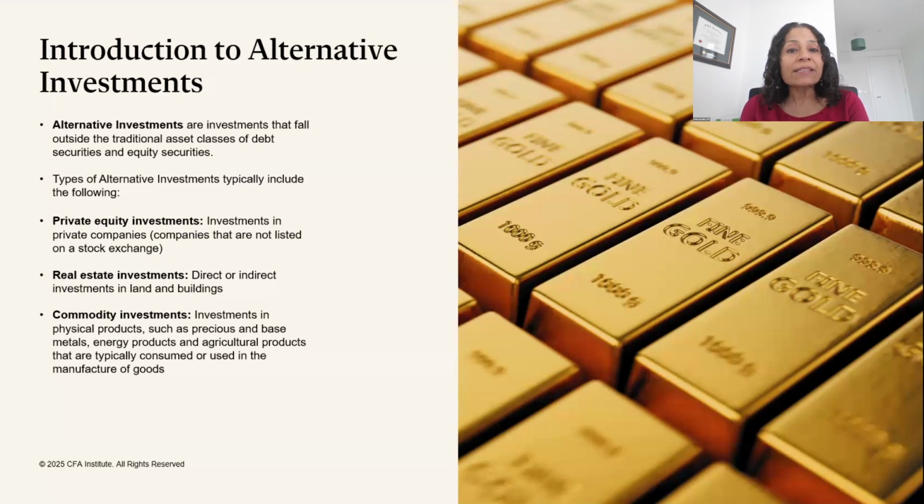This could be investments in physical products such as precious metals and base metals like gold and copper. In energy products, think oil. Agricultural products that are typically consumed. Examples could be corn, cattle, wheat, or used in the manufacture of goods. For example, lumber, cotton, sugar.